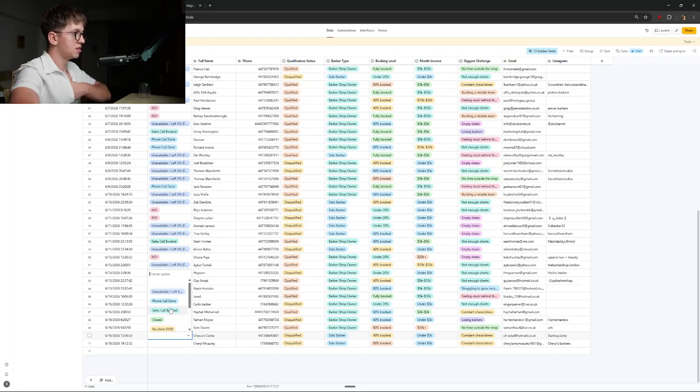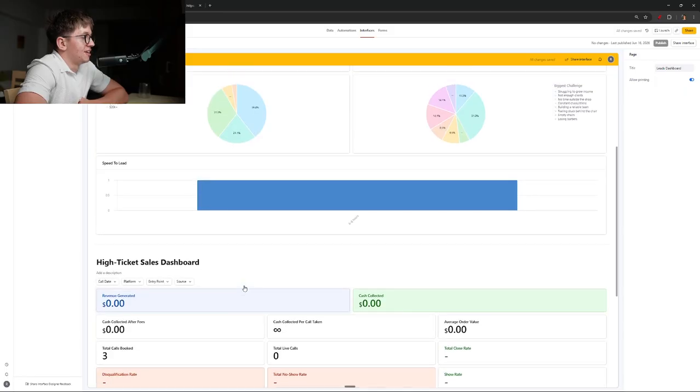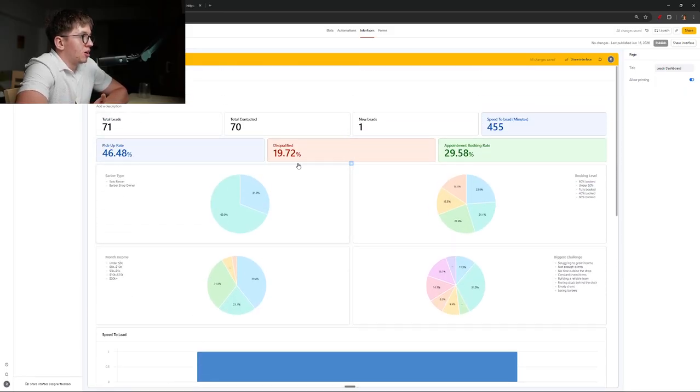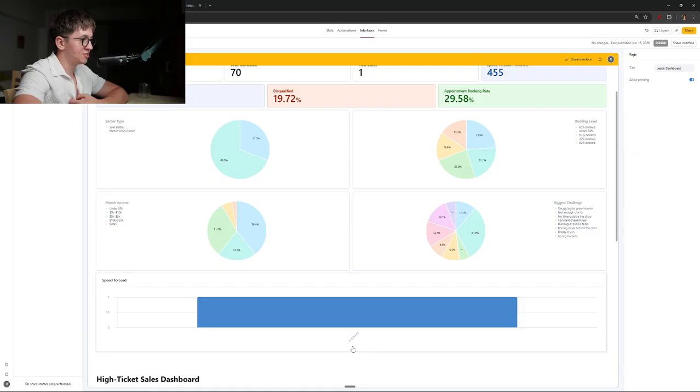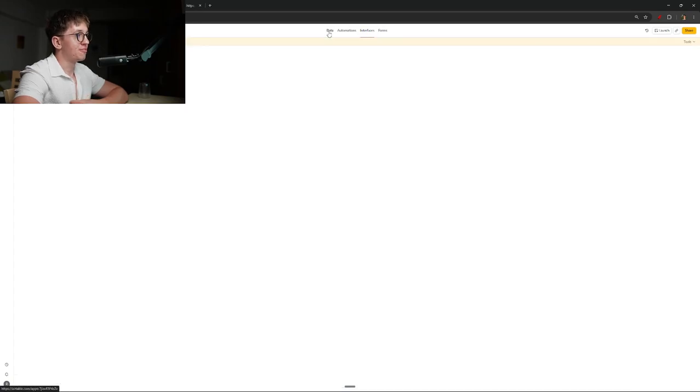And so what happens is if you press unavailable, like left voice note, basically nothing really happens. It's a didn't pick up, it's not disqualified, nothing happened. But immediately the speed to lead is tracked. So as you can see, right now, it took me 6 to 8 hours to message this lead, and 455 minutes on average. It's insane.